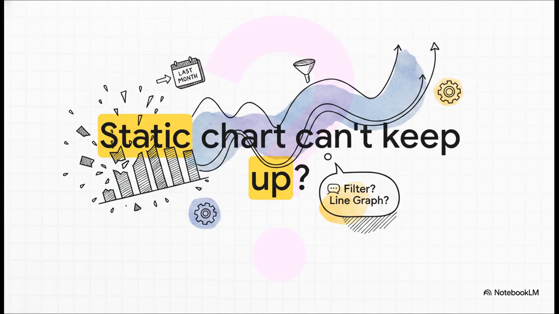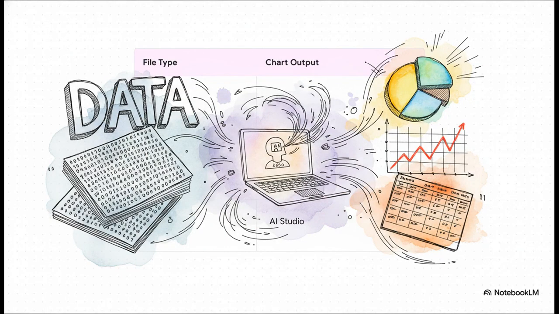And honestly, this one solves a huge universal pain point. Are you just totally exhausted by bringing a perfectly crafted static chart into a meeting, only for your boss to immediately ask, can we filter this by last month instead? Or actually, can I see this as a line graph? Boom, your static chart is dead on arrival the very second a follow-up question is asked. Usually you're starting with something pretty dry, right? A flat, boring CSV file of sales data.